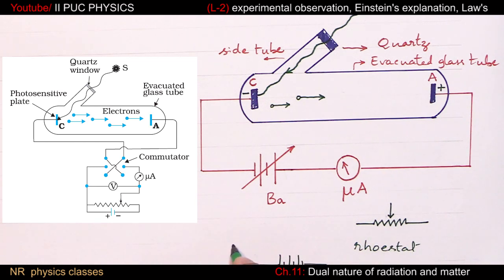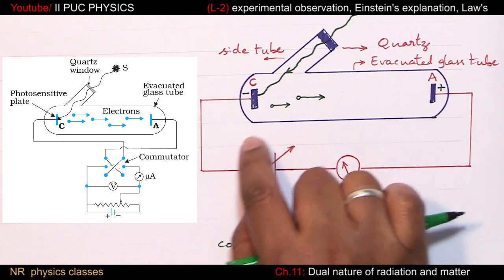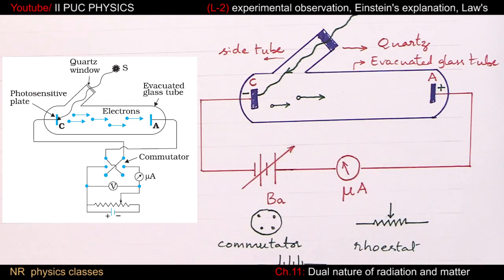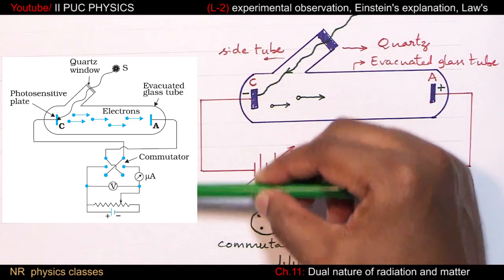And a commutator. A commutator is a 4-terminal device like this, and this 4-terminal device can reverse the direction of current. This rheostat is used to vary the voltage. The commutator is used to reverse the direction of current. All these things can be done by this variable source. So this symbol is used. Now go through this.